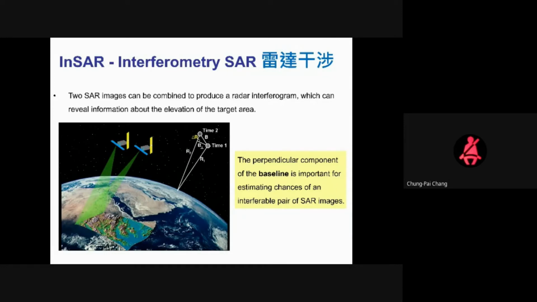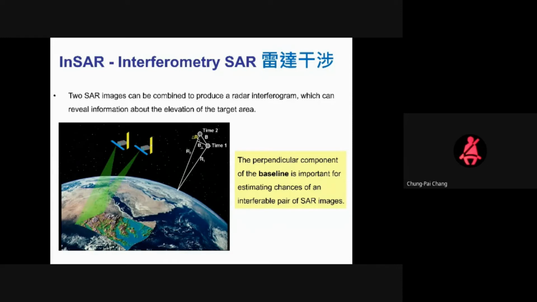For example, 100 or 200 meters, sometimes smaller than that. By comparing these two images of the same area, and using the baseline difference, you can calculate the phase difference of the images. And then this image sometimes can reveal, or we can say can show you, the elevation of the target area.